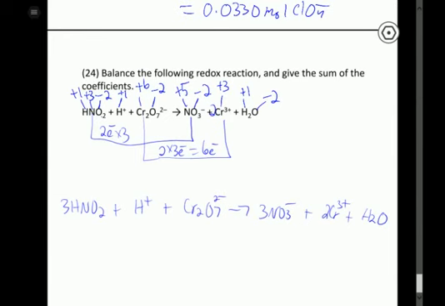So once we've put coefficients here to balance the number of electrons, we don't want to touch those anymore. So this we're not going to change, this we're not going to change, this we're not going to change, and this we're not going to change. All of these things that we just balanced using the number of electrons, we don't want to adjust their coefficients anymore. But we still have H plus and water to worry about.